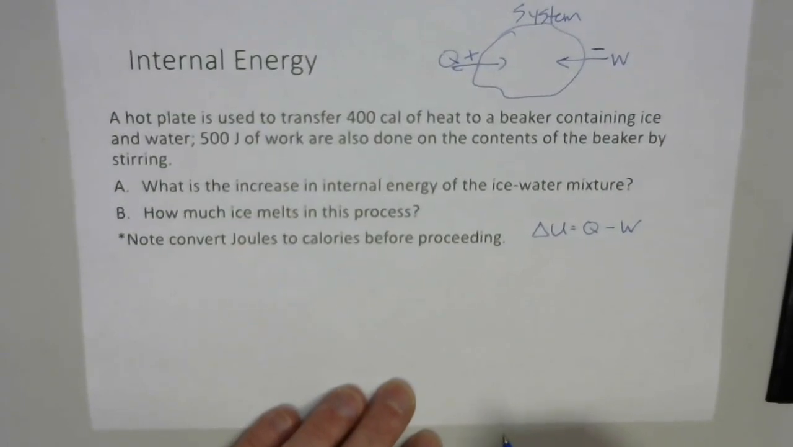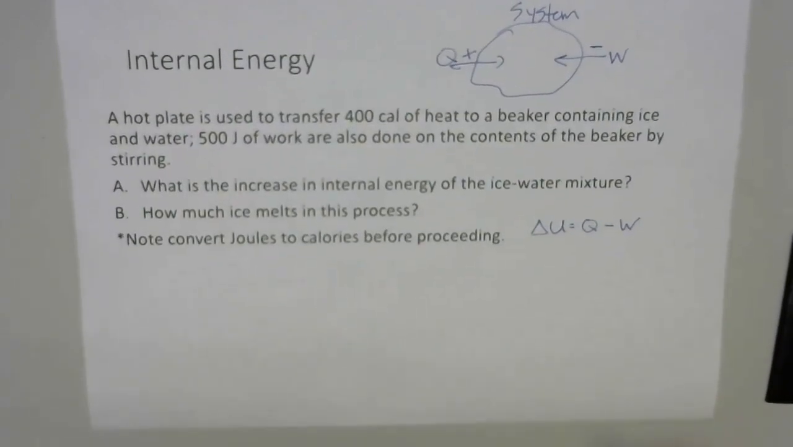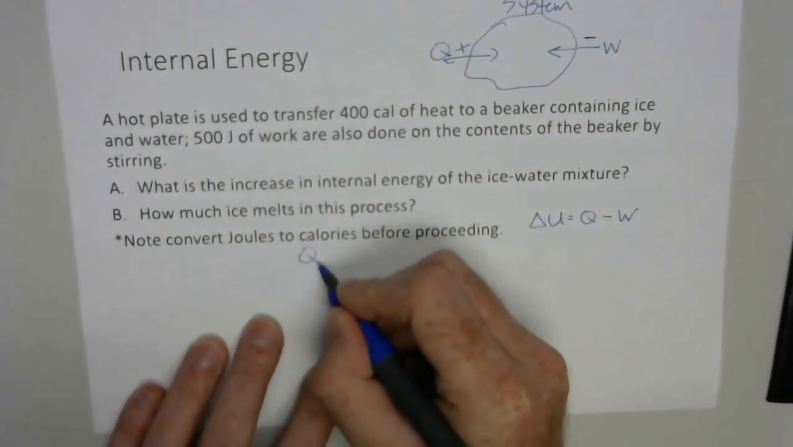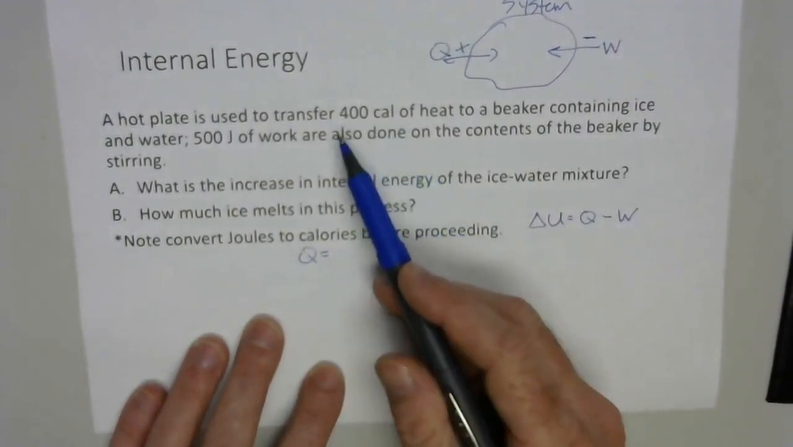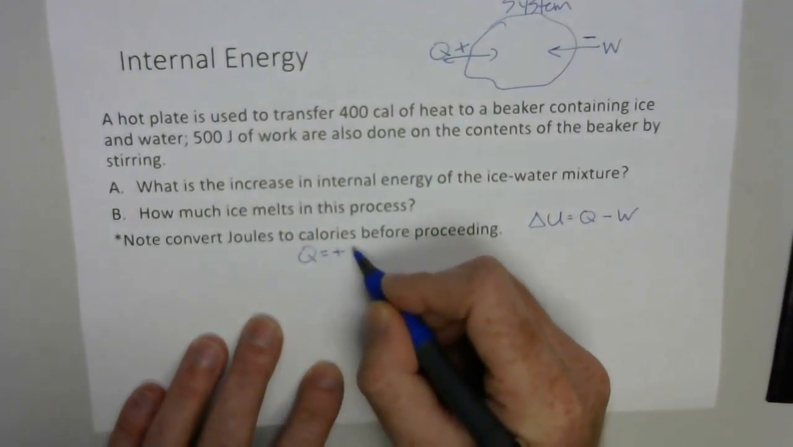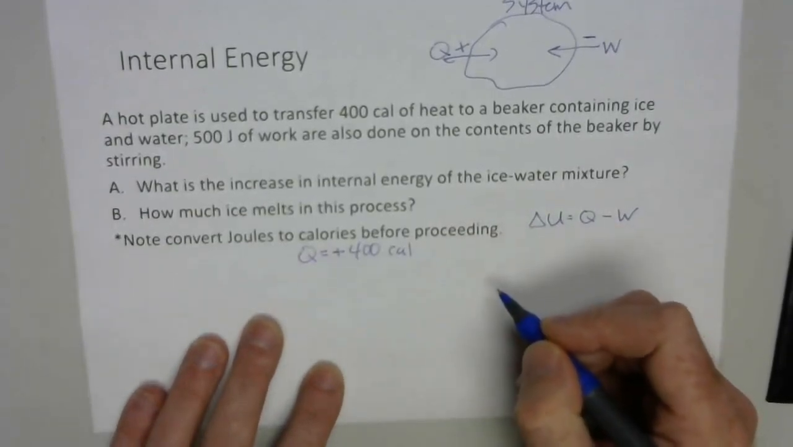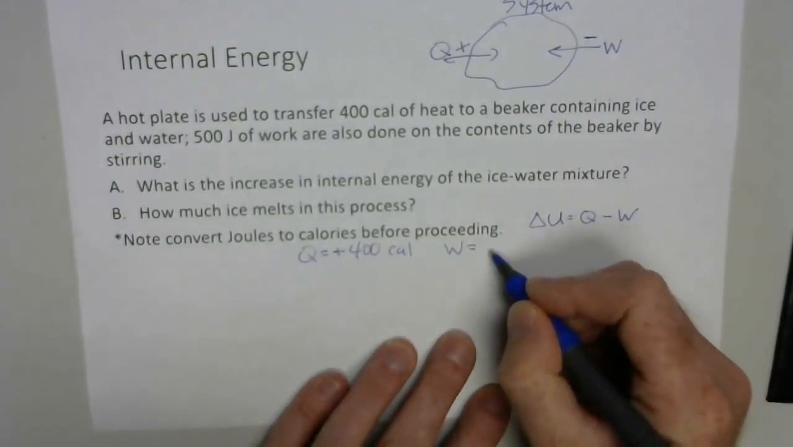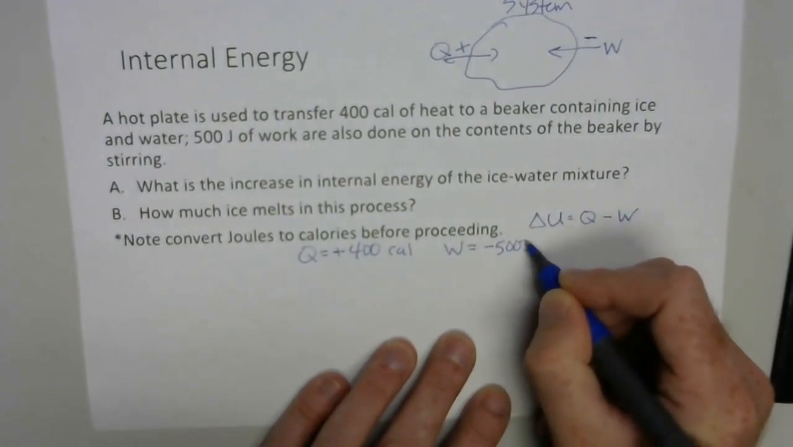So what's the increase in internal energy? If we are transferring 400 calories of heat, 500 joules of work are done on the contents. So Q in this case, it's going into the system. It's being added to it by a hot plate. So it's going to be a positive 400 calories. Now the work is also going into the system. So it will be a negative 500 joules.